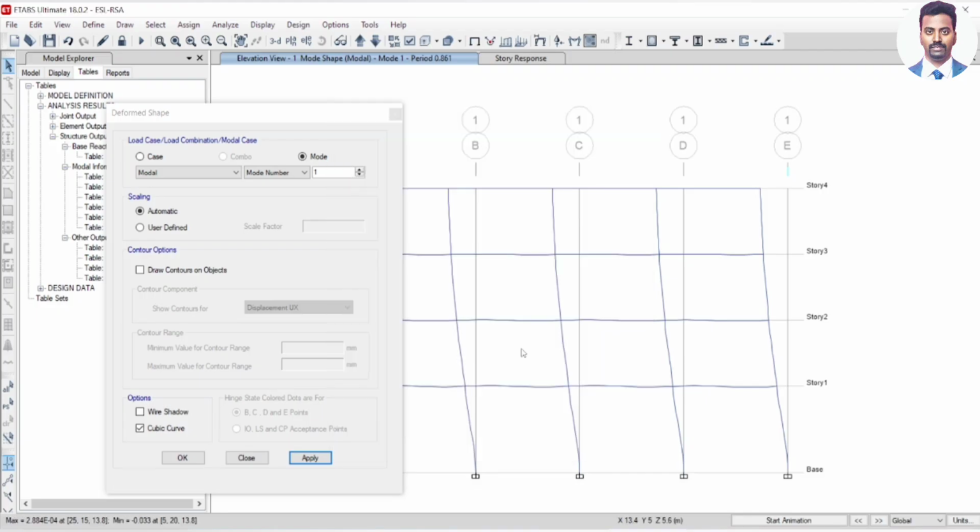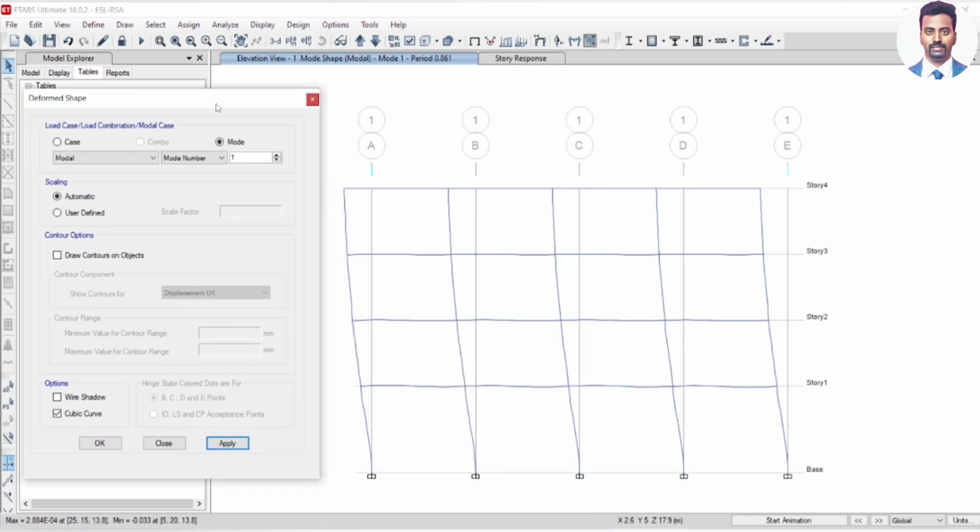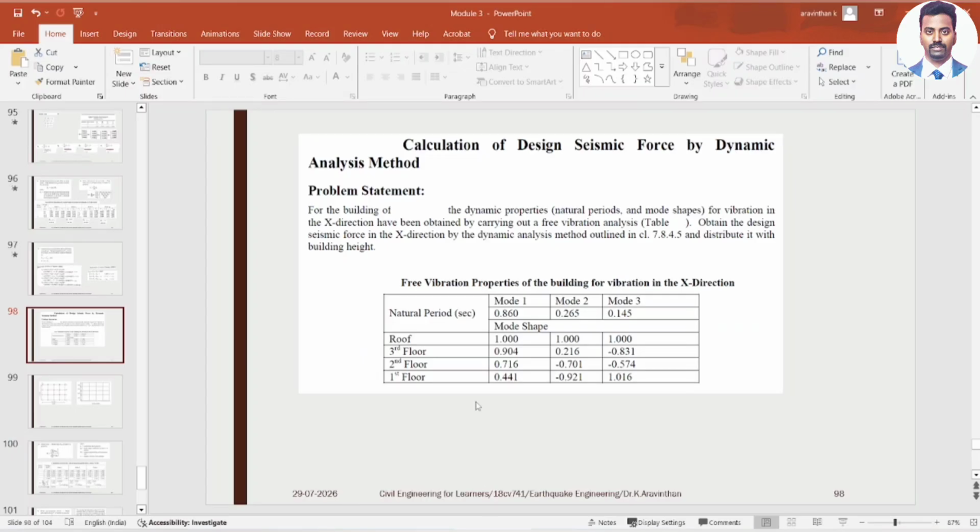Yes. Here you can see this is the first mode. With respect to the ground, you can see there is a displacement. In first mode, all the values are here in terms of displacement. Ux, can you see Ux is minus 0.013. So let us write here.